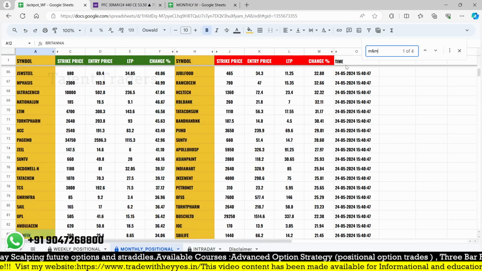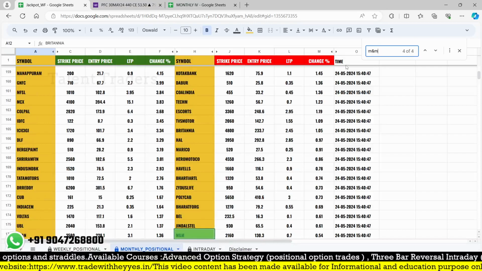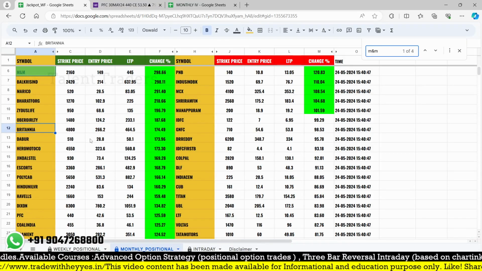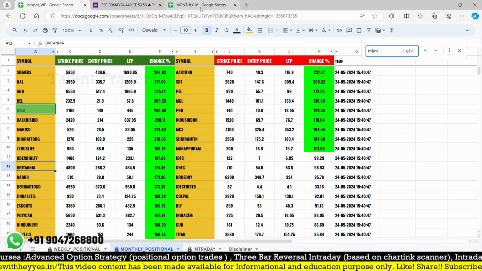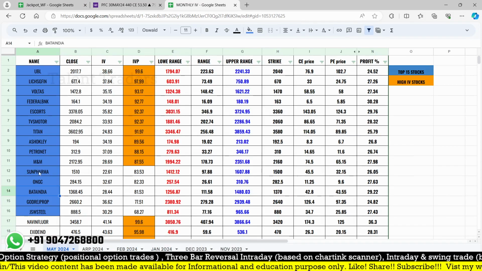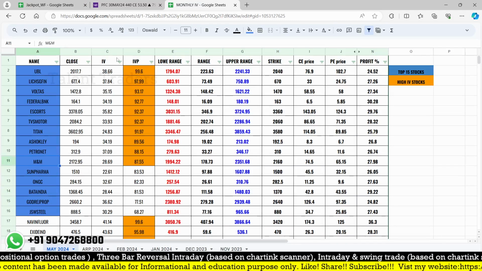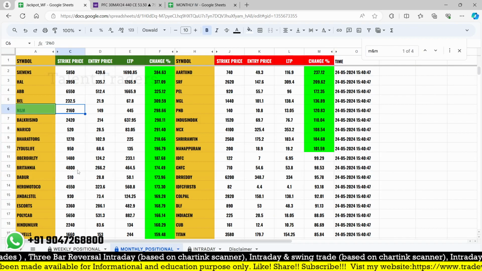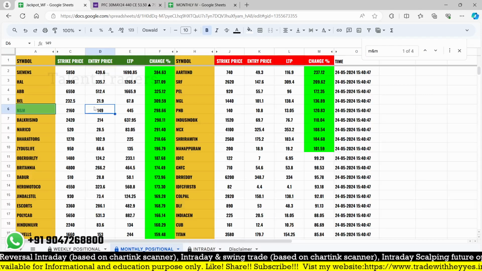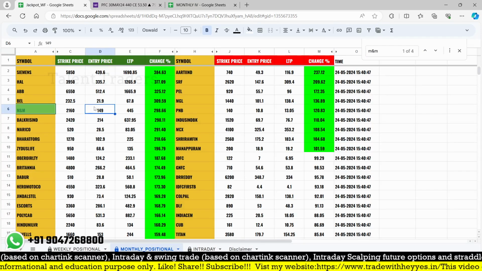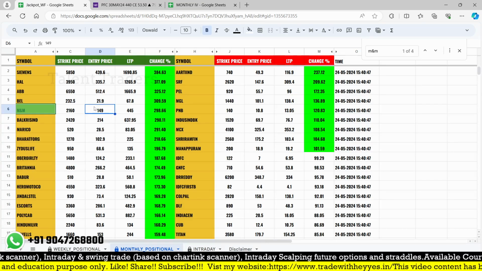Like M&M, it was moving upside. Let me check M&M. Yeah, M&M is one of the trades based on our selection at the beginning of the month, and that was a huge move from that list: the 160 call option went from 149 up to 455. So we can't wait for that much of a target.